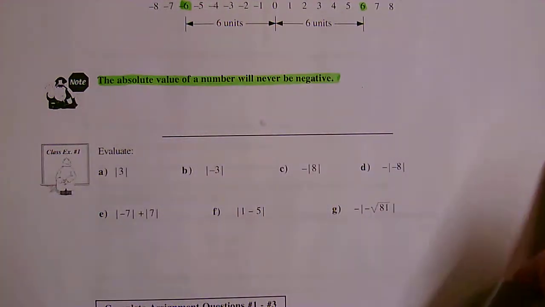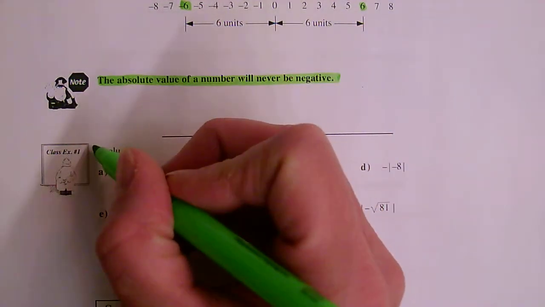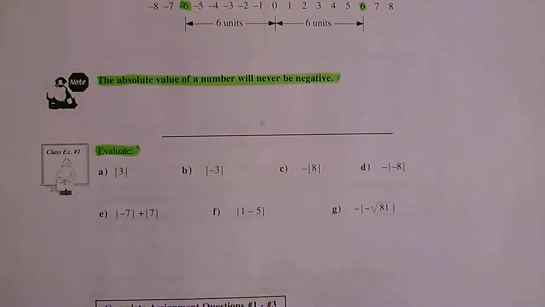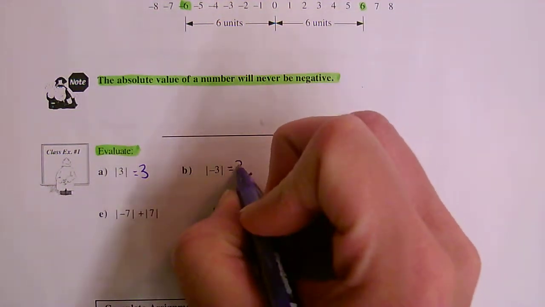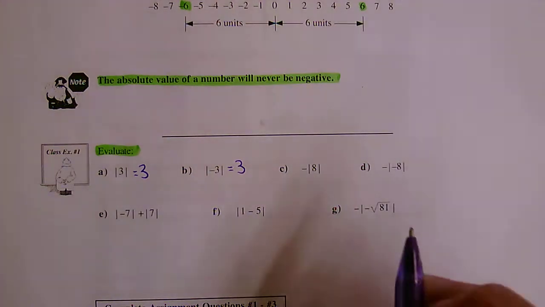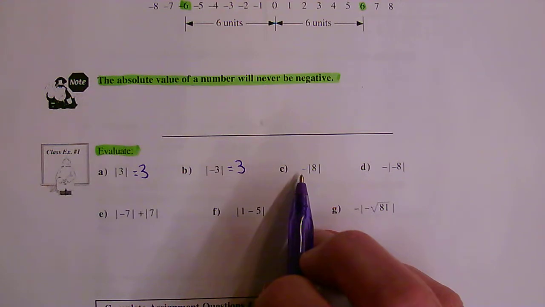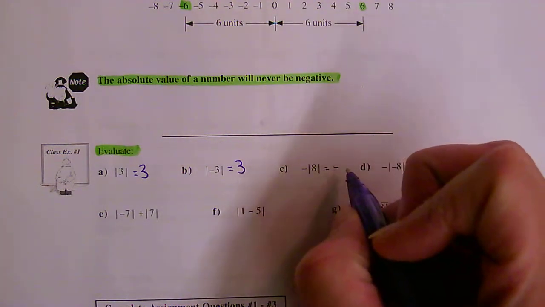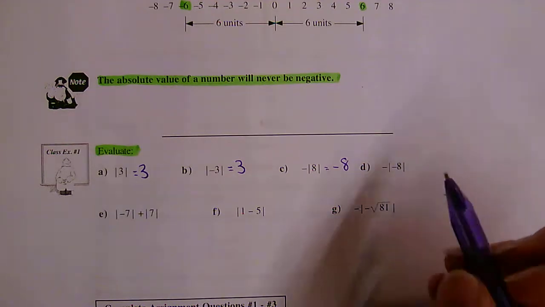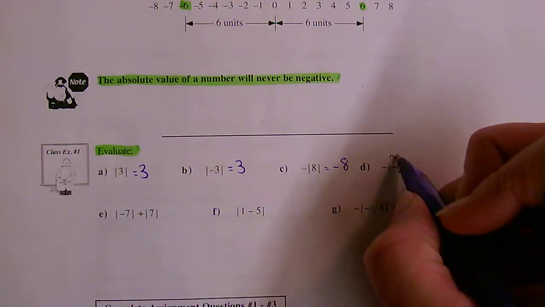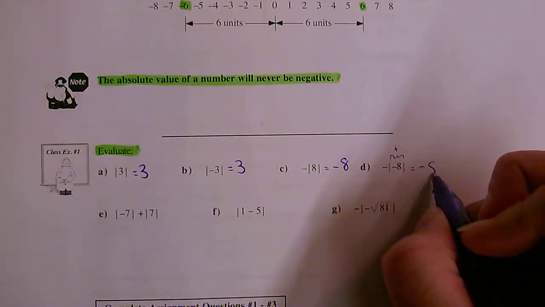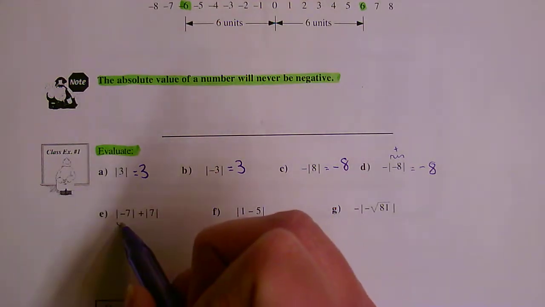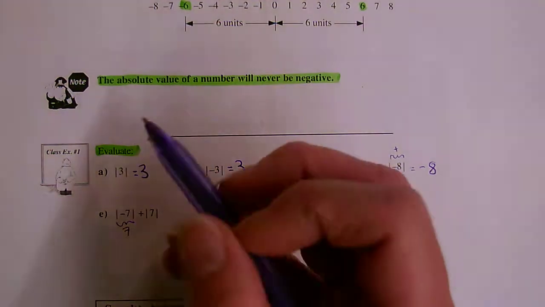But first off, a simple example. If we were to evaluate, so what is this equal to? The absolute value of 3 is just 3, just like the absolute value of negative 3 is 3. This one, because the negative sign is outside, is still going to be negative. This part will become positive, but you still have a negative outside, so this is still negative 8. This is going to become positive 7, so 7 plus 7 is 14.